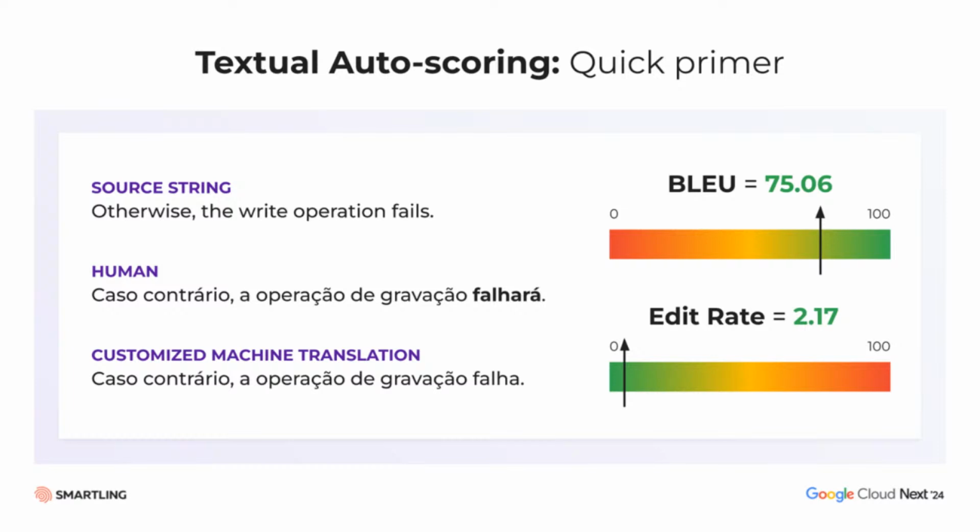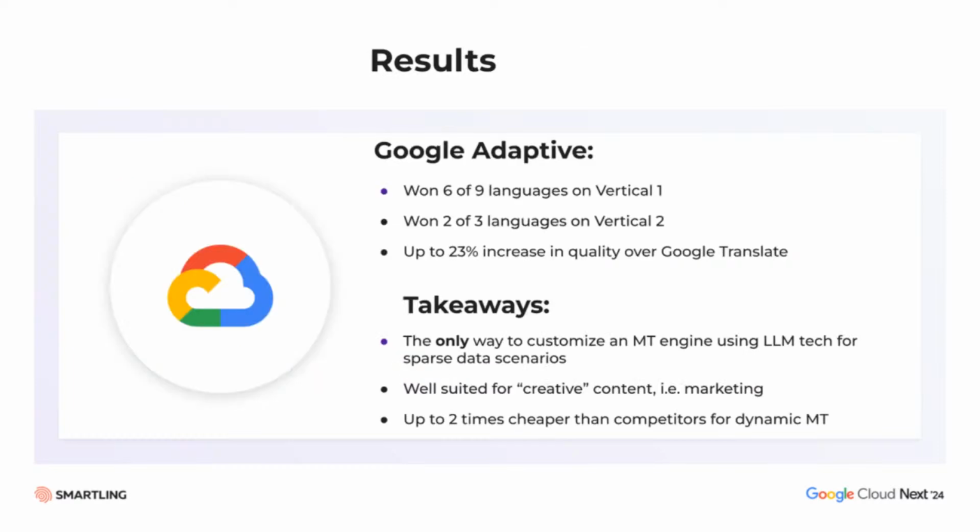So these are the metrics that we used when we were evaluating Google Adaptive Translation. So our results, all on vertical 1, where we had 9 languages, Google Adaptive won 6 out of the 9 using this textual auto scoring. On vertical number 2, which was tourism and hospitality, Google Adaptive won 2 out of the 3 languages. The other thing that was very compelling for us is that we saw an up to 23% increase in quality over the generic Google Translate models.